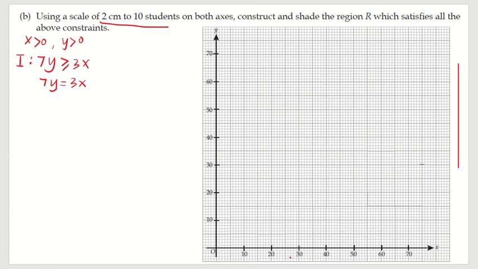Then you need to label properly first. This one have to mark. Each scale must be marked properly. Mark it one by one, according to the scale given. You cannot just do it on your own. The question tells you, you must follow. Okay, 10, 20, 30, 40. Then label properly first. Then you just start drawing the straight line.